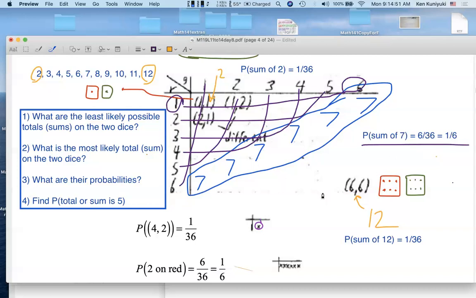For doubles, it was 1 out of 6. For a sum of 7, it's 1 out of 6. It's the skew diagonal this time. So this is like the doubles diagonal here. This is like the sum of 7 diagonal. Regardless of how the red die turns out, there is exactly one result on the green die that will get you what you want.